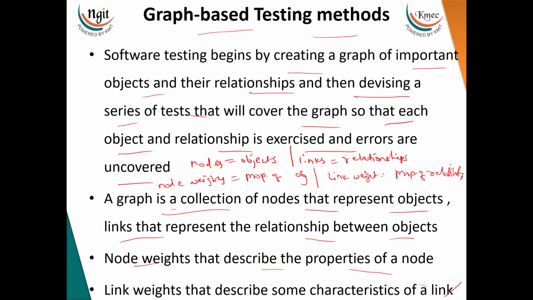To illustrate this, let us consider an example. In a social media application, users are nodes and friendship is a link. So we test whether features work across these links properly.